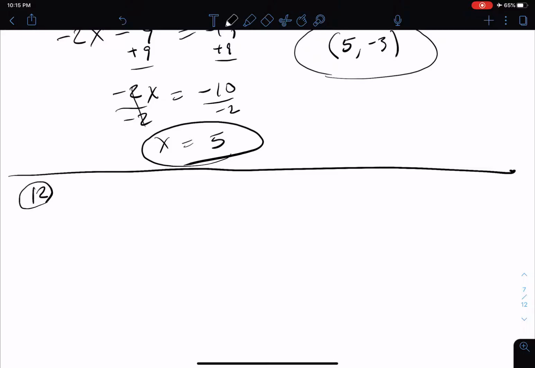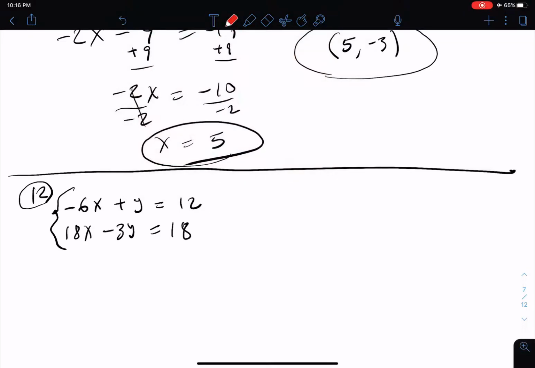So number 12, it says negative 6x plus y equals 12, and 18x minus 3y equals 18. There's the system. We need to graph them. Now graphing, you have your choice because it doesn't say how to graph it. You could get x and y intercepts, you could plot points. Most people at this stage tend to like to put it in slope-intercept form because they're so fast at graphing it in that form. So let's go ahead and follow that.